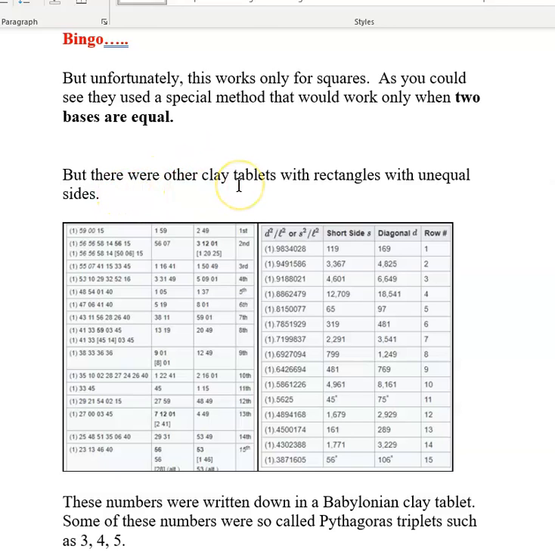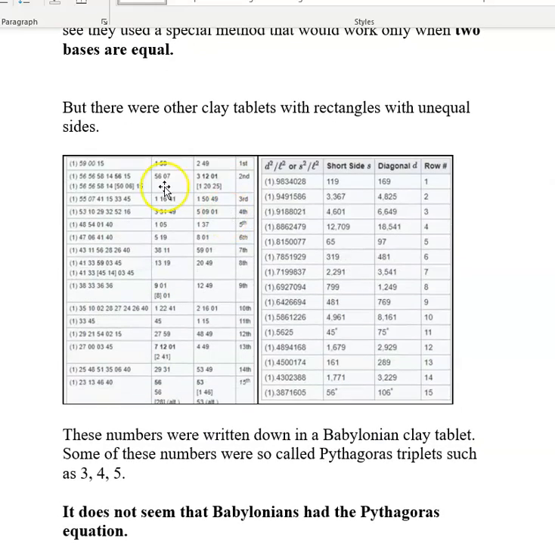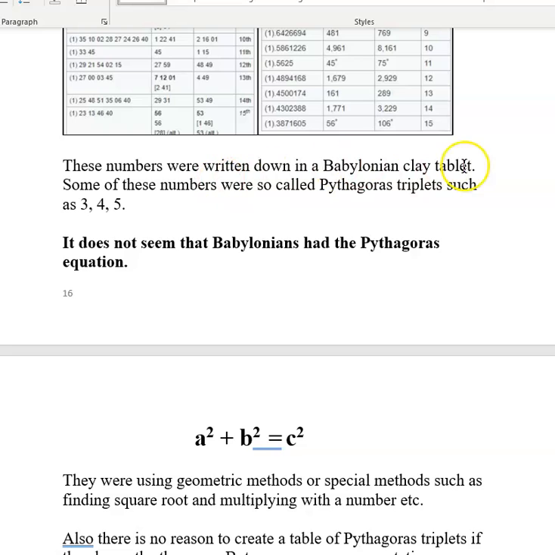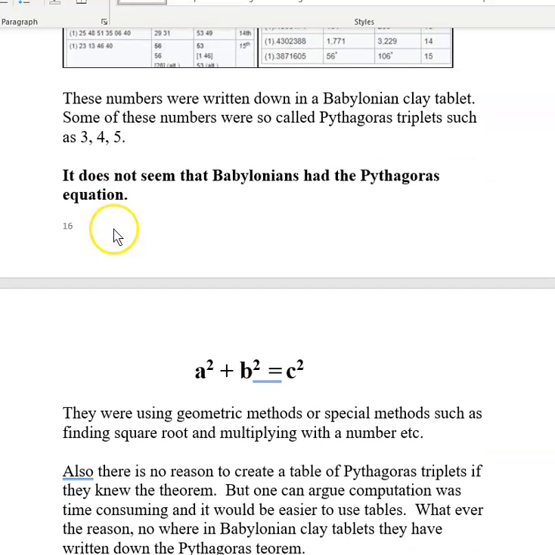But there were other clay tablets with rectangles with unequal sides, and then these kinds of numbers were formed. These numbers were written down in Babylonian clay tablets. Some of these numbers were so-called Pythagoras triplets, such as 3, 4, 5. It does mean that the Babylonians had the Pythagoras equation.